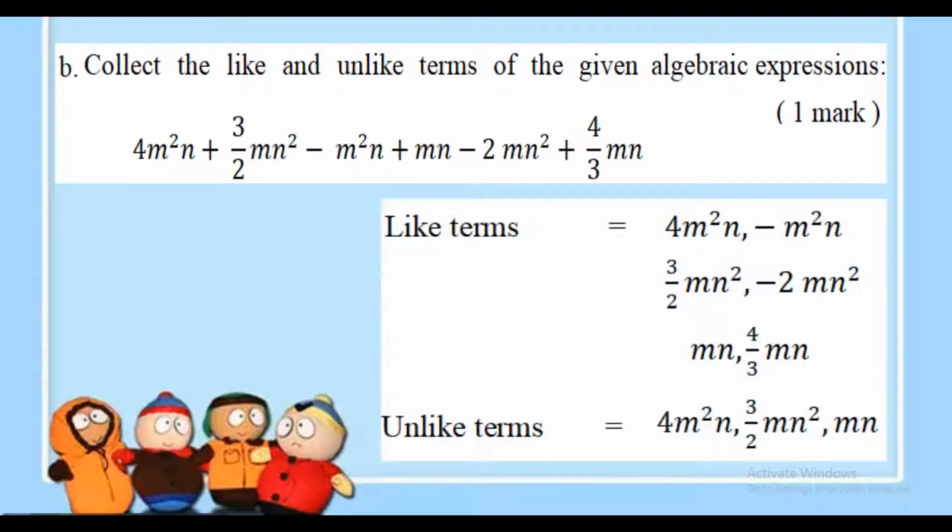Here, I have given the various possibilities. The like terms I have chosen: m square n and minus m square n are like terms. The next set is 3 by 2 mn square and minus 2 3 mn square. Then one more is mn and 4 by 3 mn. Unlike terms: 4 mn square, 3 by 2 mn square and mn. So, you have to write only one pair each of like terms and unlike terms. You will get 1 mark.